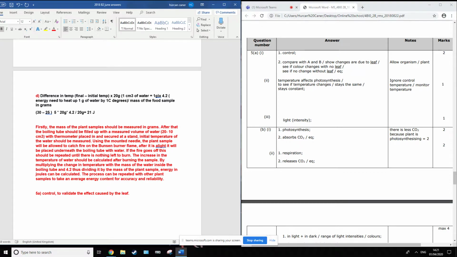Yeah, that's probably a full answer. Anything else you guys want to add? For control to see if anything is caused by the leaf. Exactly. Second part, why it is necessary to measure the temperature of the water bath.